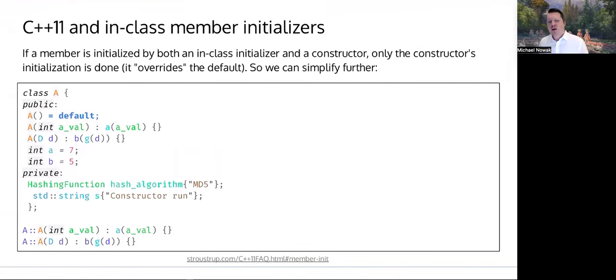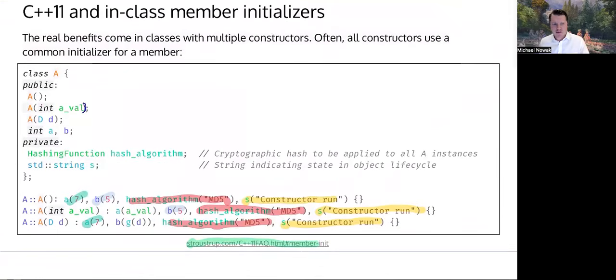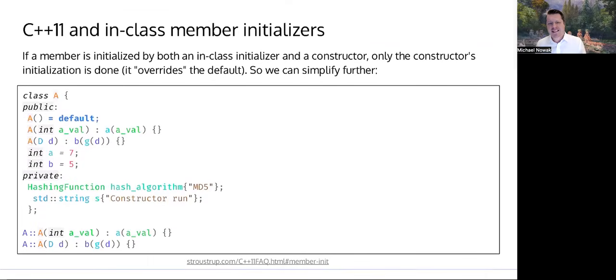If a member is initialized by both an in-class initializer and a constructor, only the constructor's initialization is going to be done. It will override the default. So we can simplify this further. As we refactored, it looks like A has a good starting value of 7, reused in 2 of the 3 constructors. Likewise, B looks like a well-defined value, with a starting value of 5. So we can provide in-class member initialization for A as 7 and B as 5.